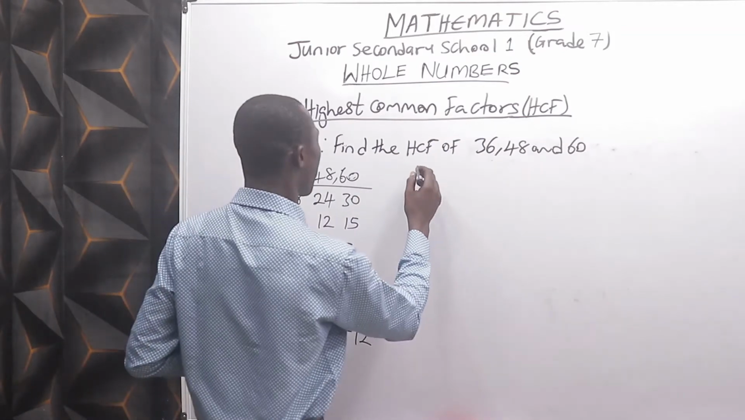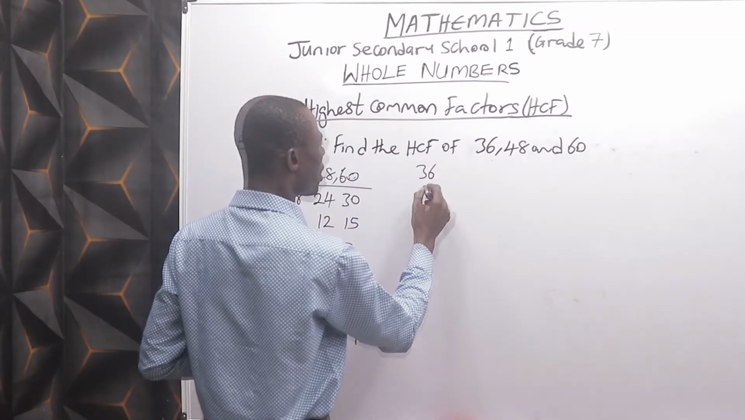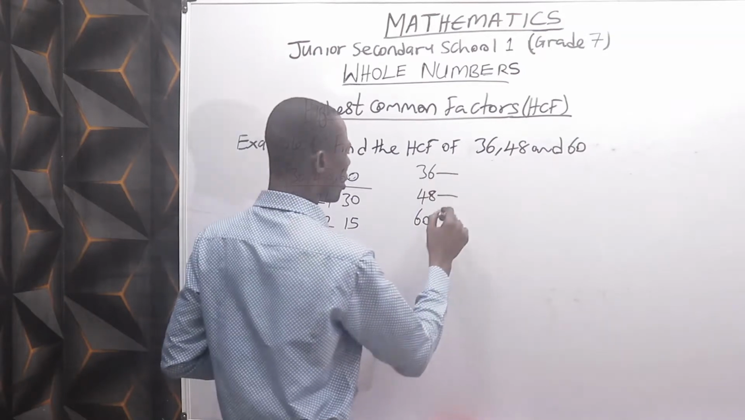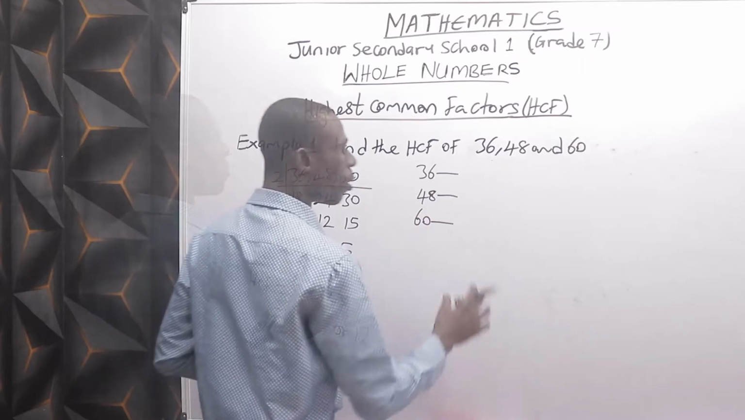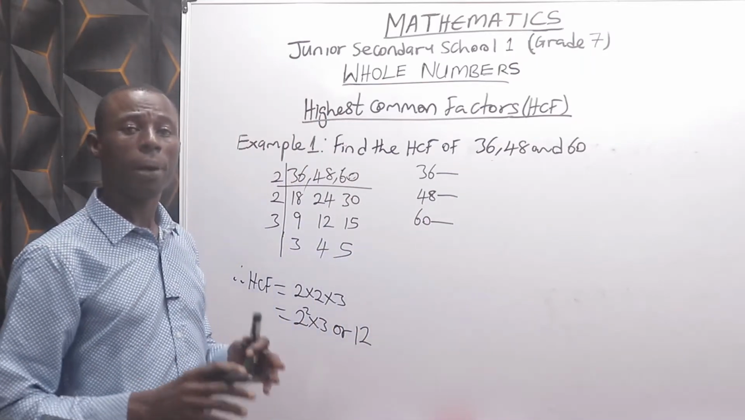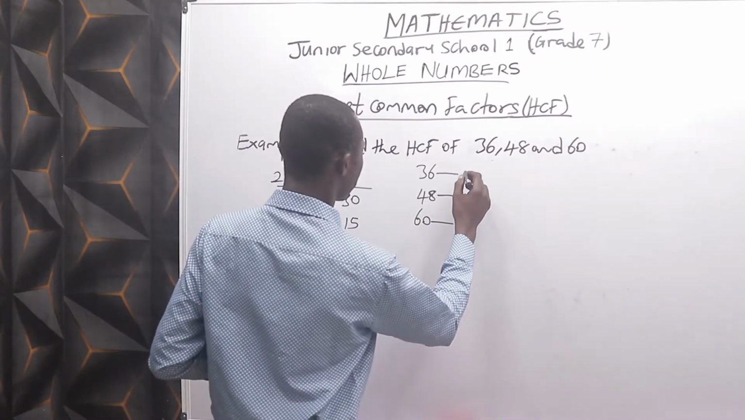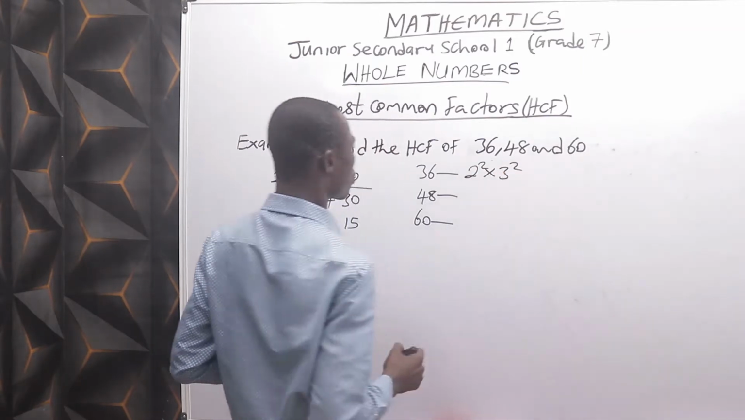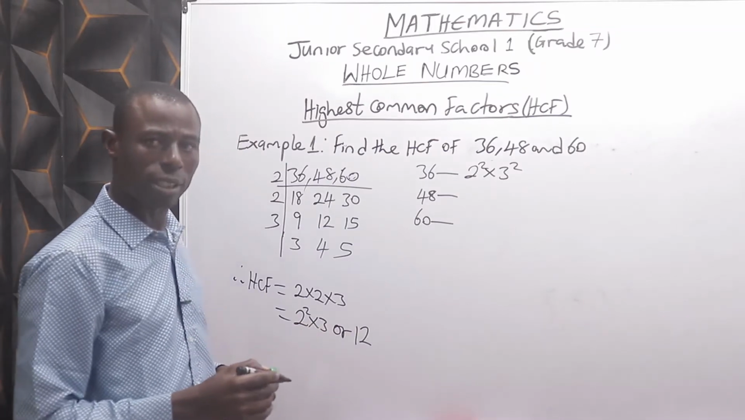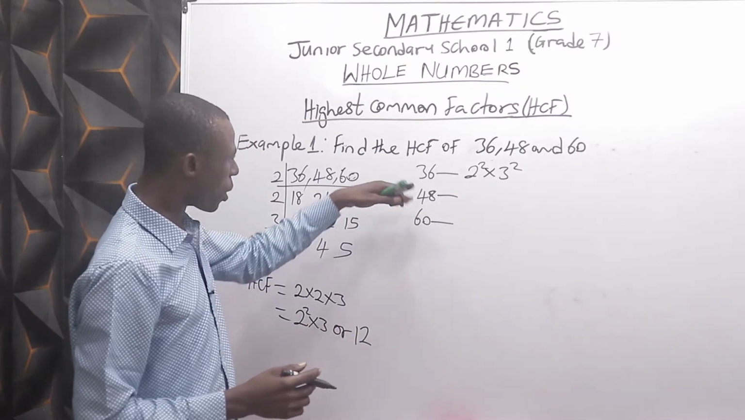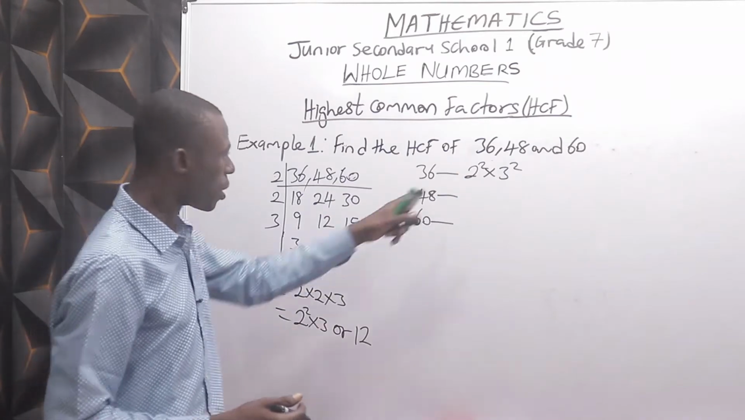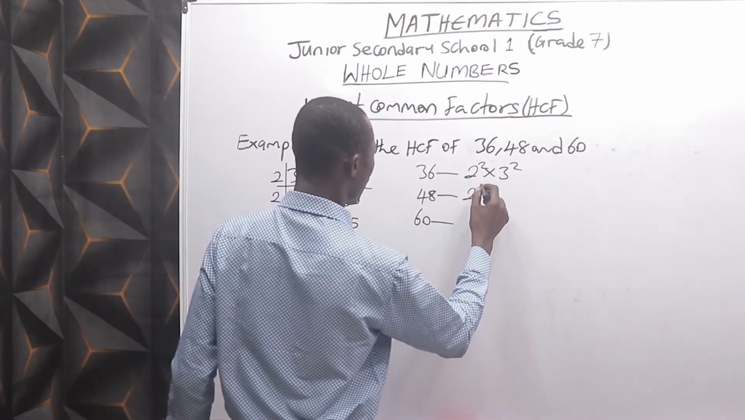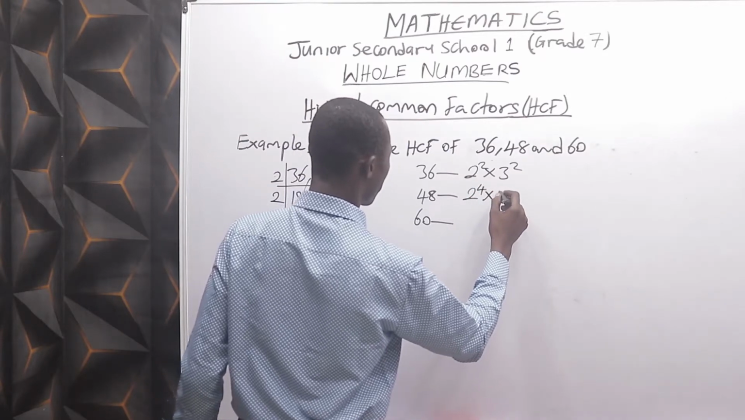Now, using the other method, we list the 3 numbers like this, and we write each of them as a product of their prime factors. You write 36 as 2 raised to power 2 times 3 raised to power 2. Do you understand? You should be familiar with the way we raise this. You can do it on your own. Also, 48 is 2 raised to power 4 times 3.